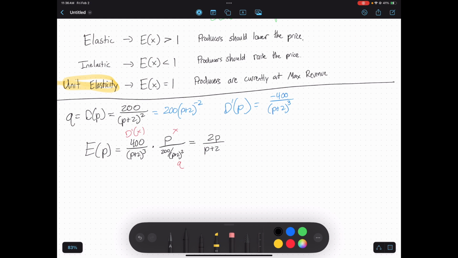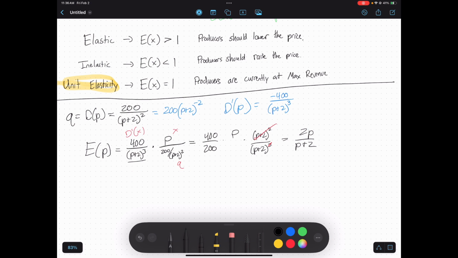If you're wondering where the heck I got that from, let me slow down a little bit. Okay, I get 400 over 200 times P times, once again, if I flip and multiply, then this P plus 2 squared ends up in the numerator, and I have a P plus 2 cubed in the denominator from this. Well, two of the P plus 2's are going to cancel out, and so I'm left with just one P plus 2. 400 divided by 200 is 2, and I still have the P there, so I get 2P over P plus 2. Okay, so there's my elasticity equation.